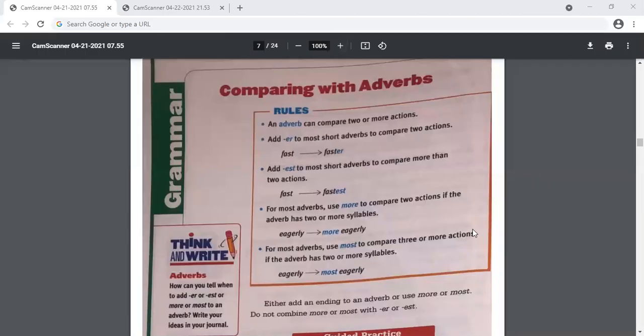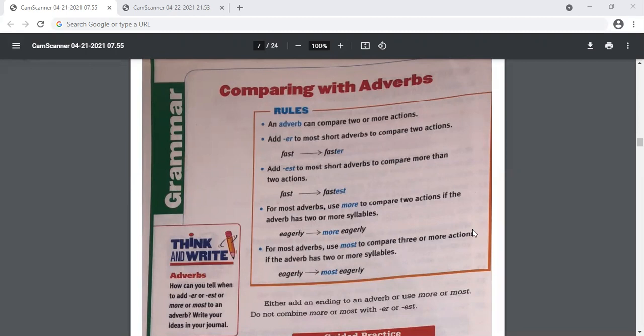Hi, grade 5. So today's lesson was comparing with adverbs. We know that an adverb can compare two or more actions, and this is similar to the lesson that we covered last term comparing with adjectives. But we know the difference between an adverb and an adjective. An adverb tells us more about a verb, right? But an adjective tells us more about a noun.